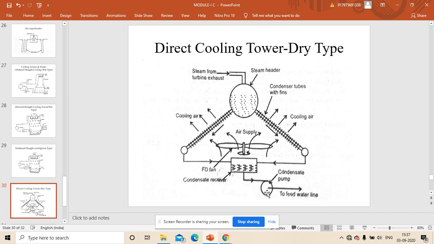From here, the condensate pump, you can see here. From here the steam comes, and once it reaches here, it will be condensed at this point and collected in one receiver, and then it is pumped to the boiler again as feed water. So this is the direct cooling, dry type.